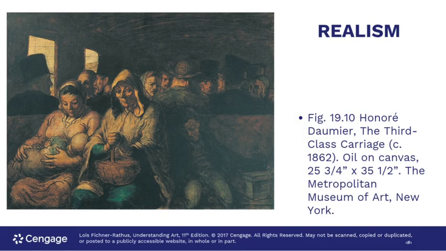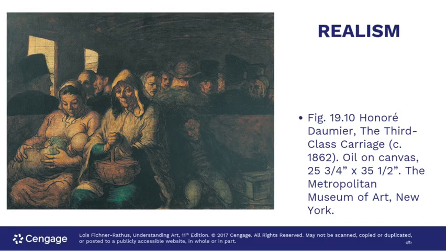So first we're going to look at Honoré Daumier, and he was one of the artists who was most concerned with bringing to light the very real subject of the plight of the masses. He worked as a caricaturist for Parisian journals, so magazines or newspapers, and a lot of times he used them to ridicule the bourgeois society and the monarchy.